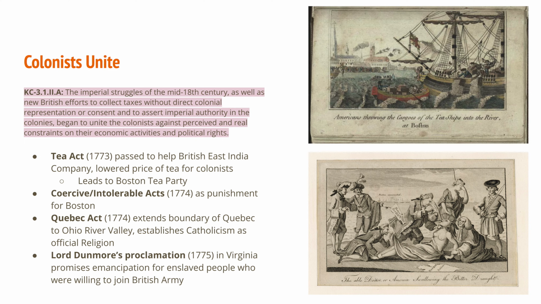And then lastly, we have Lord Dunmore's proclamation. Lord Dunmore was a British official in Virginia, and as Virginia was starting to become more antagonistic to British rule, he tries to maintain martial law by promising emancipation for any enslaved person who was willing to join the British Army and put down an uprising. And so that really angered the people in Virginia because slavery had played such a large part in their economy.